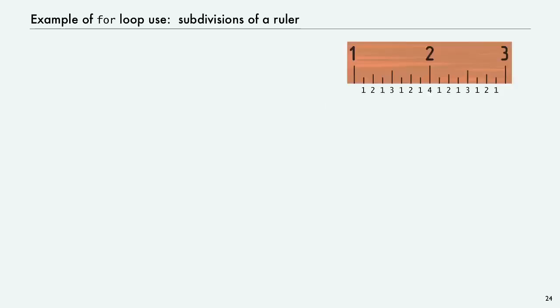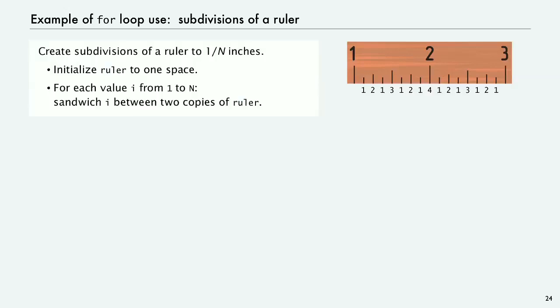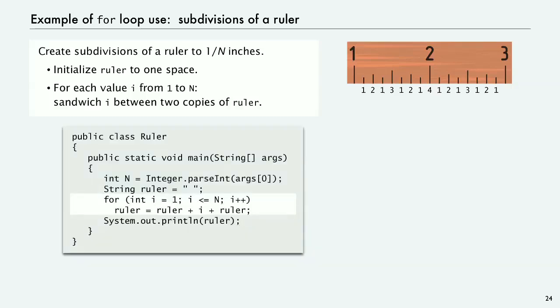That's a for loop. Here's another example of the use of a for loop, the problem that we looked at last time for printing subdivisions of a ruler. We want to print out this 1, 2, 1, 3, 1, 2, 1, 4, 1, 2, 1, 3, 1, 2, 1. So given n inches, we want to, for every value of i, from 1 to n, sandwich i between two copies. Let's take a look at what it looks like.